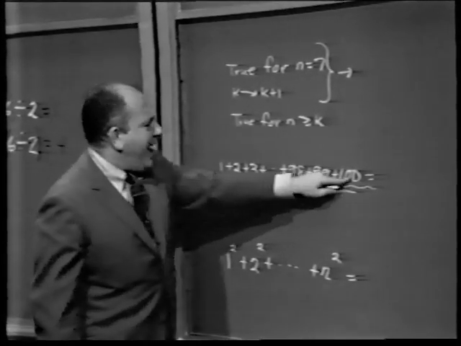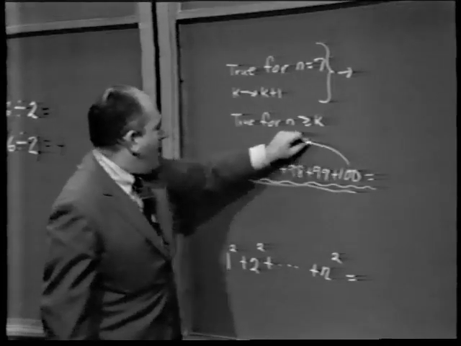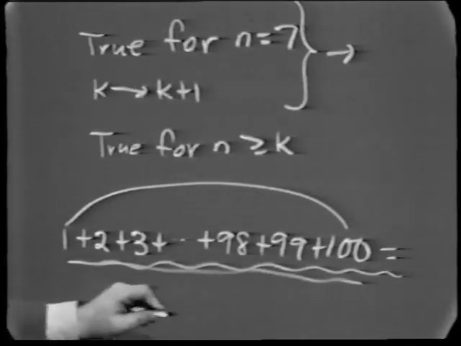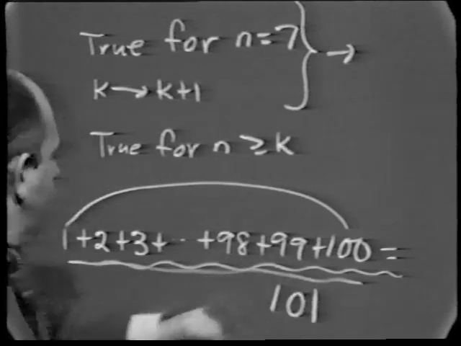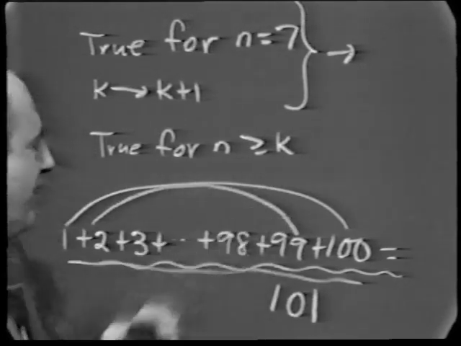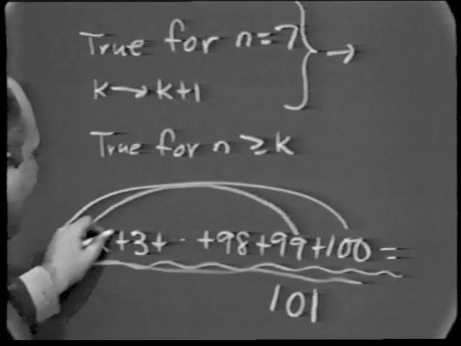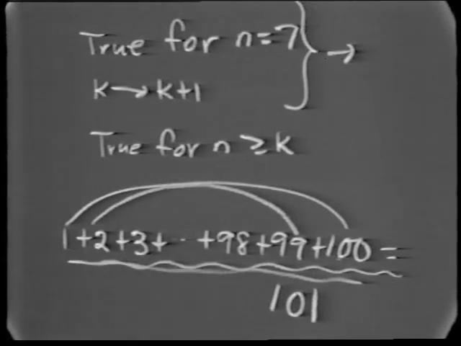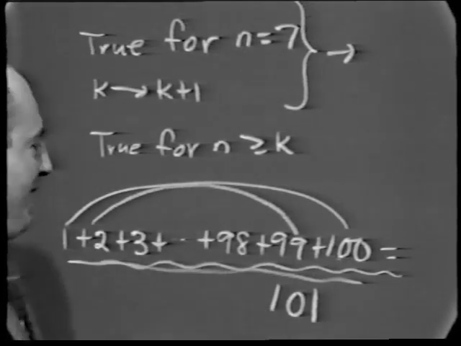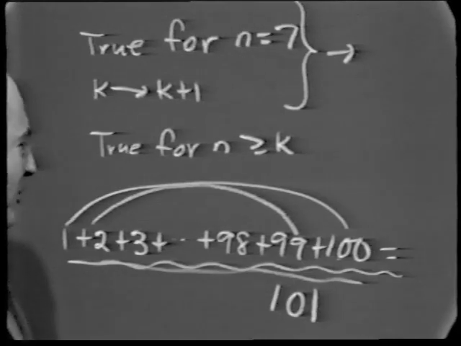And what he did was, he didn't add these all up. What he observed was what? The first one plus the last one added up to 101. The second plus the next to the last added up to 101. You see? And each pair, going in this way, added up to 101. And how many pairs were there altogether? Why, there were 100 numbers, so there were 50 pairs.